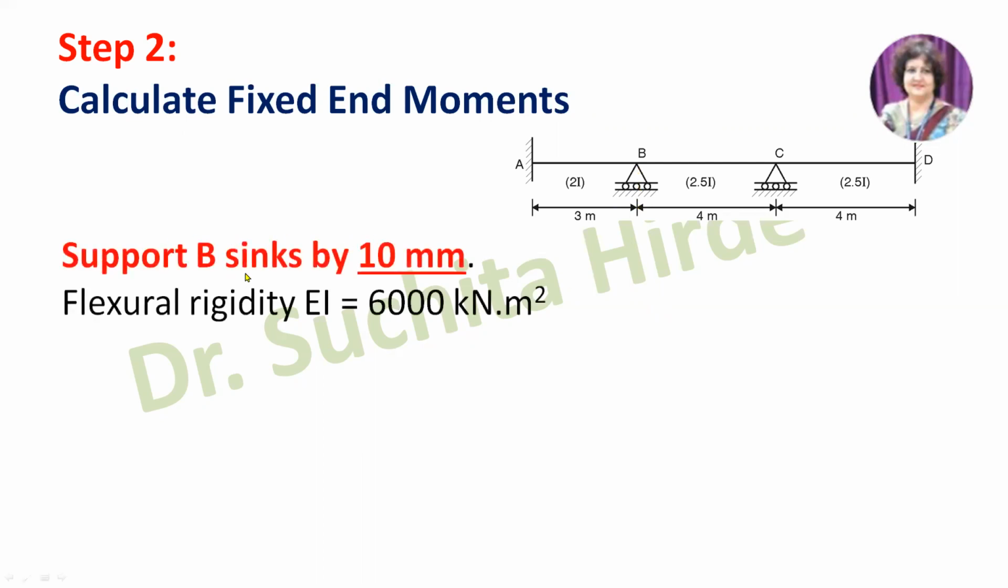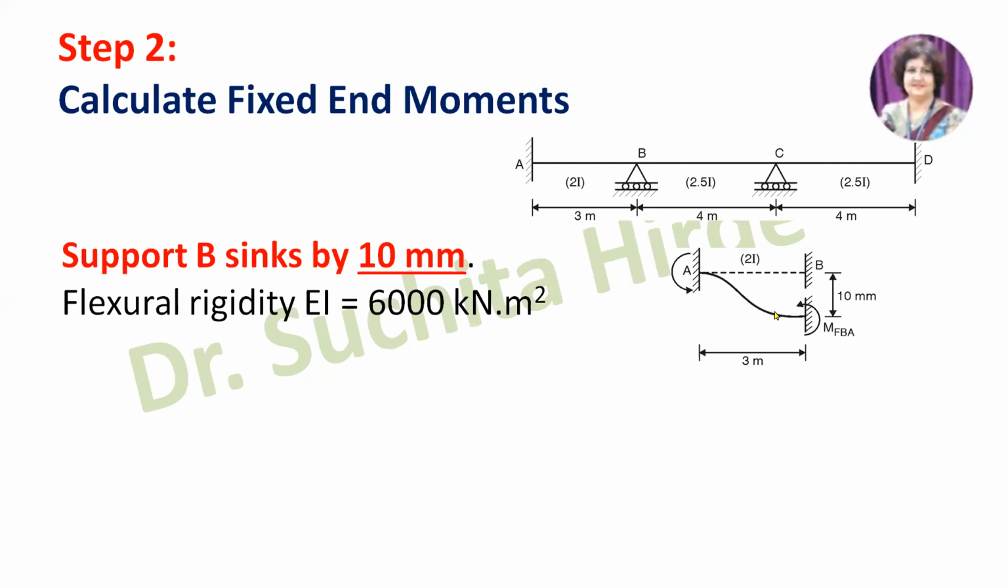As you know, support B sinks by 10 millimeter. Here this is part AB. When support B sinks, there will be an effect of the sinking of support B only on members AB and BC. There will not be any effect of the sinking of support on member CD. Whatever members are connected to that support, only those members will be affected. So here we have to calculate the fixed end moment due to sinking for member AB and for member BC.